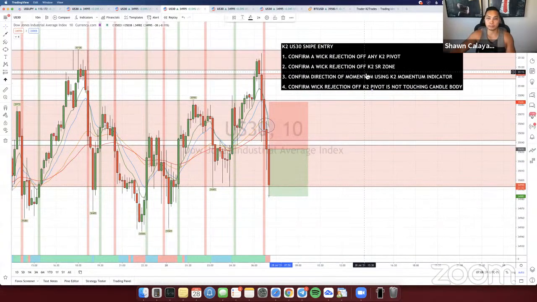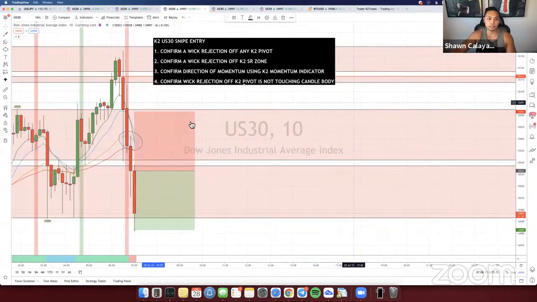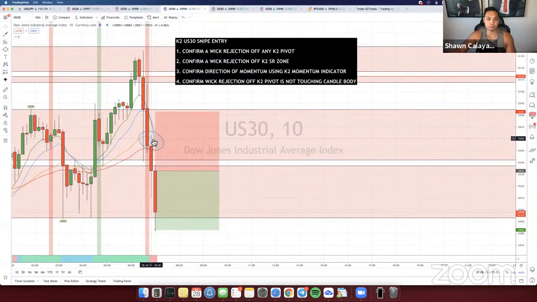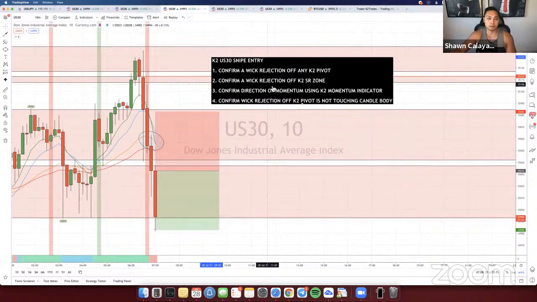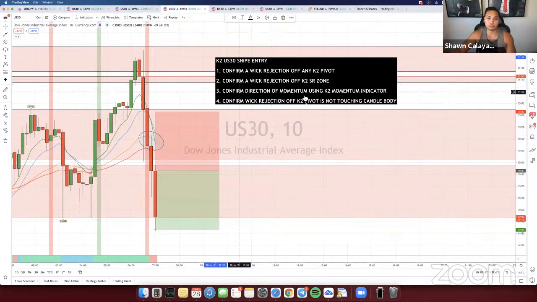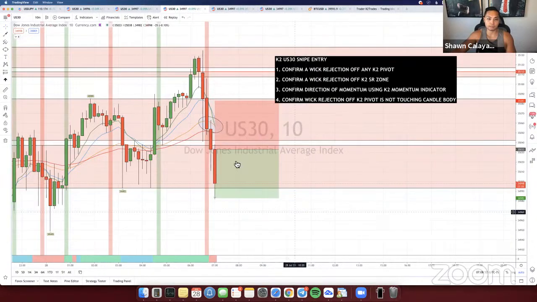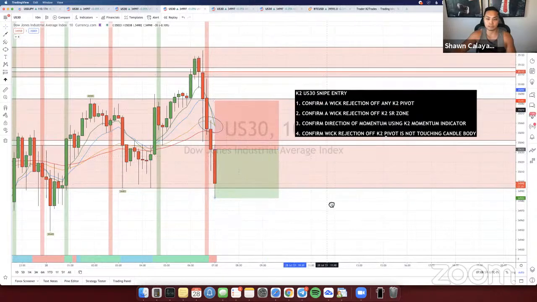So this is the strategy that I marked up right here. Basically, you want to confirm a wick rejection off the K2 pivot. Right here, this red candle is rejecting off this orange pivot. Second, you want to confirm a wick rejection off the K2 SR zone. Here's the zone right here. So there's requirements 1 and 2. Third requirement, you want to confirm the direction of momentum using the K2 momentum indicator. Right here, we have a sell signal, so that's going to confirm the direction. And lastly, you want to make sure that this pivot right here isn't touching the candle body, which it isn't, right? So with that said, this would be a valid entry for a K2 snipe entry.